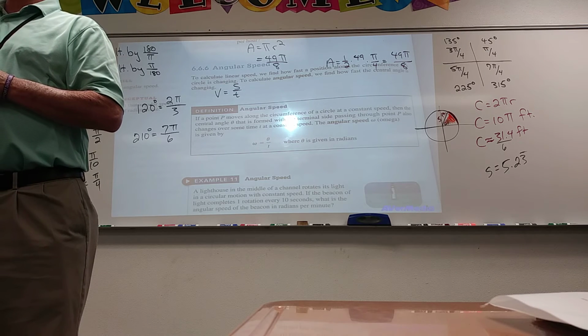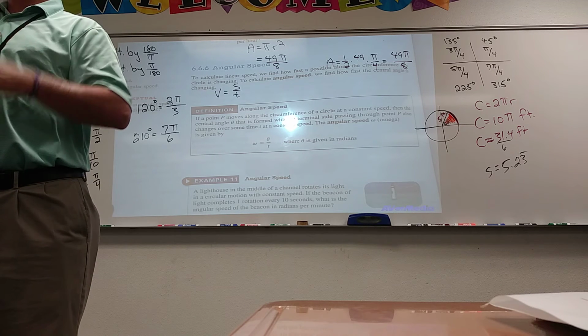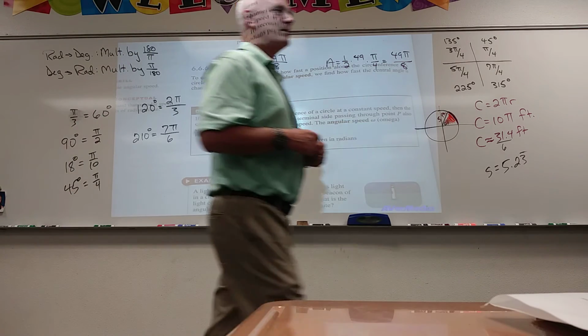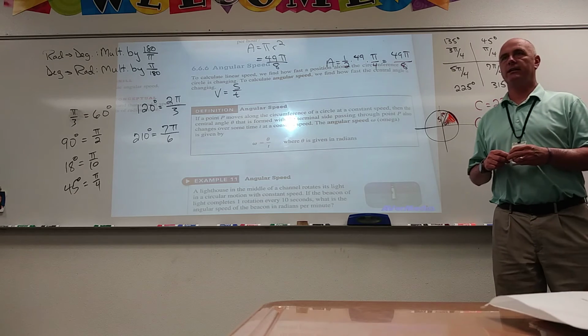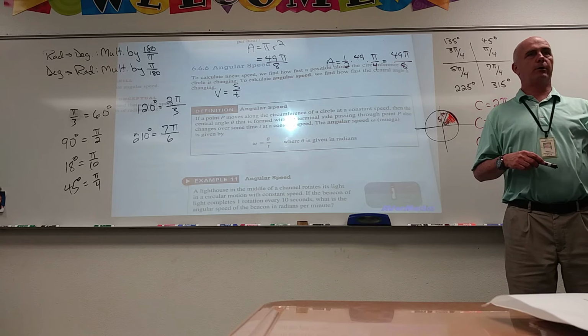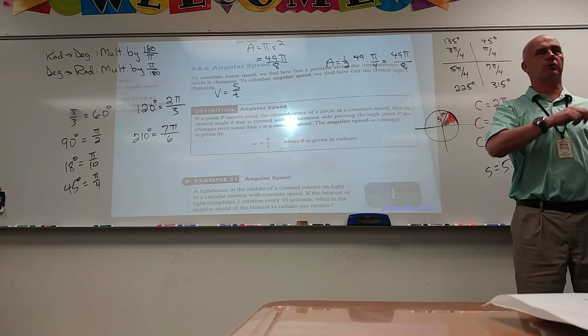How important is the size of the circle, the radius of the circle, in this case? Not important. Irrelevant. Because we're not saying how far you are going. Angular speed is saying how much of the circle you are covering. And whether it's a smaller circle or a bigger circle doesn't matter. We're just asking about how much of the circle.